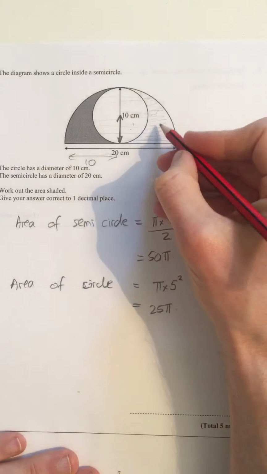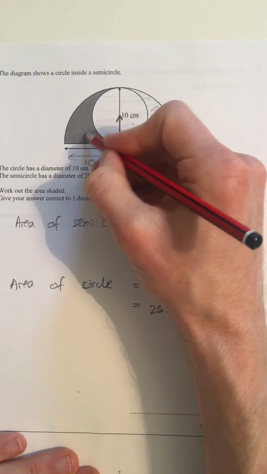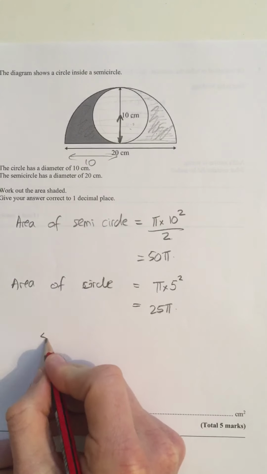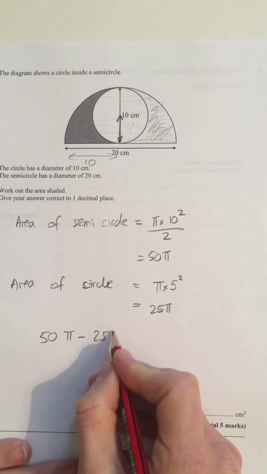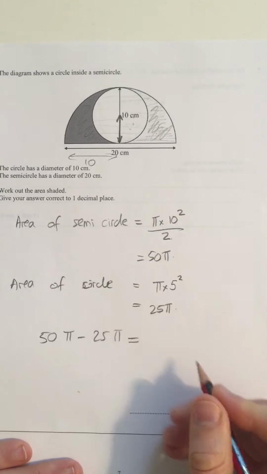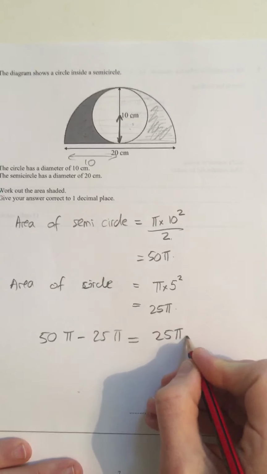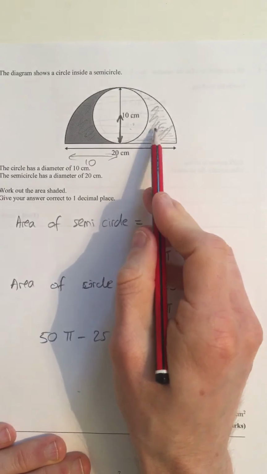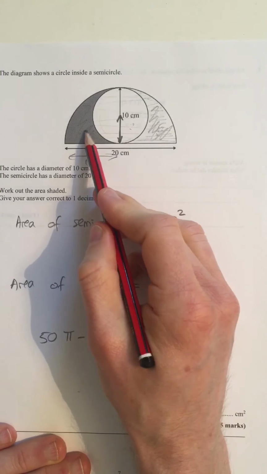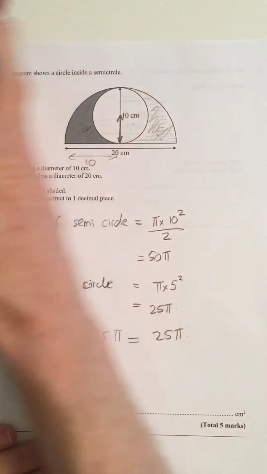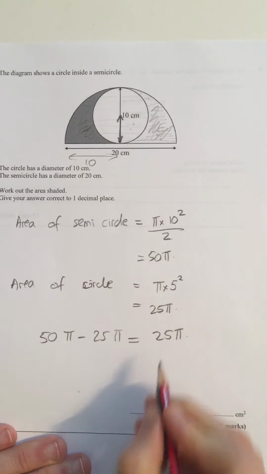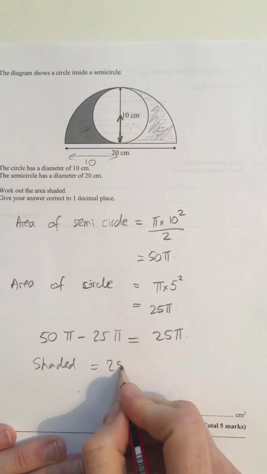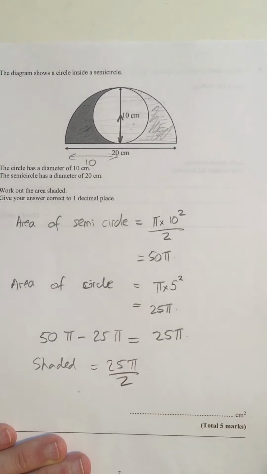So if we take those away, that will tell me the area of the shaded region here and the area of the shaded region there. So I will then get 50 pi minus 25 pi, which is 25 pi. And then I want to divide that by 2 because, as I said, I didn't actually want this bit over here. I only wanted this bit over here, only half of it, this half, not that half. So I'm going to divide that answer by 2. So shaded equals 25 pi divided by 2.